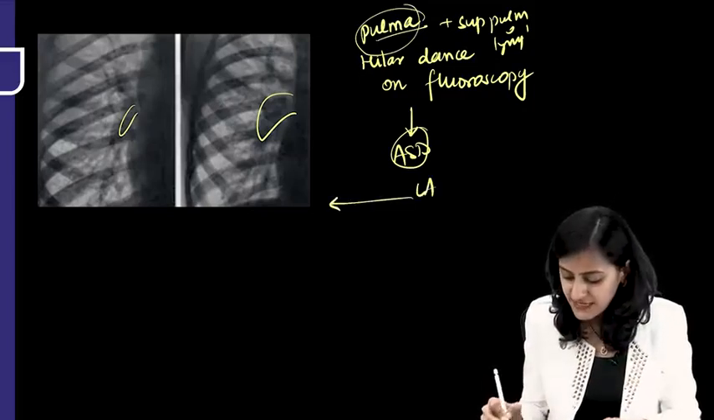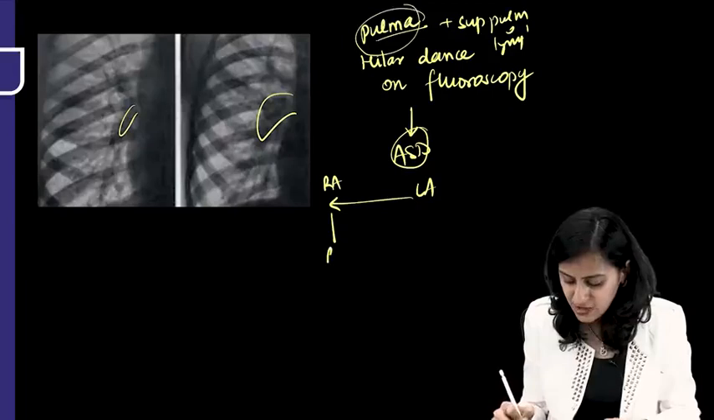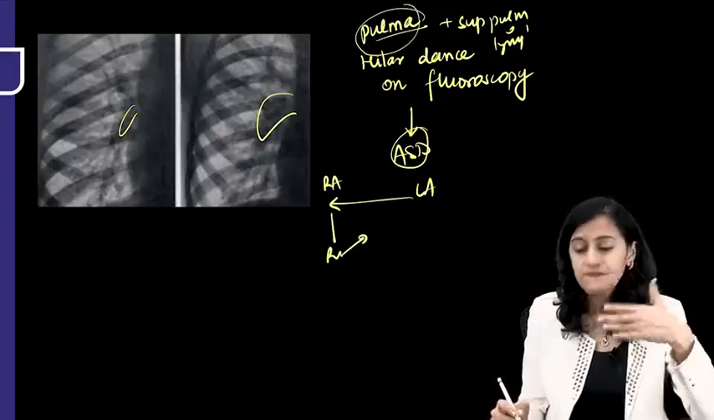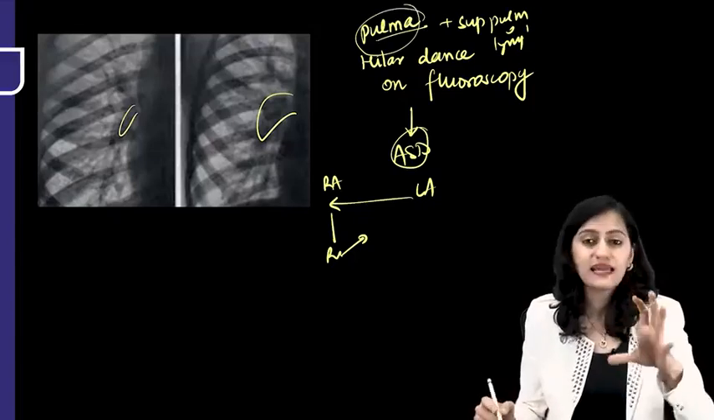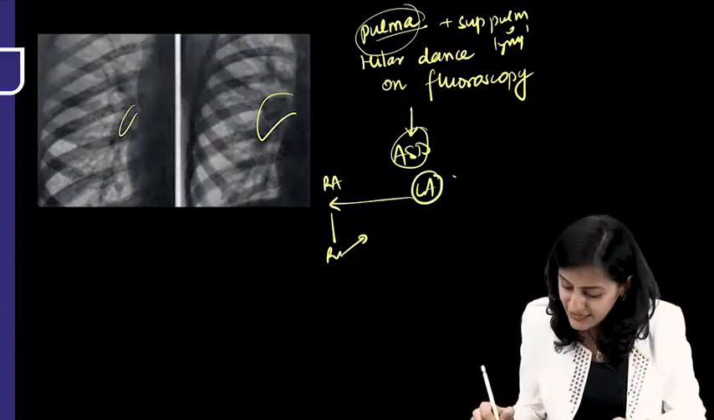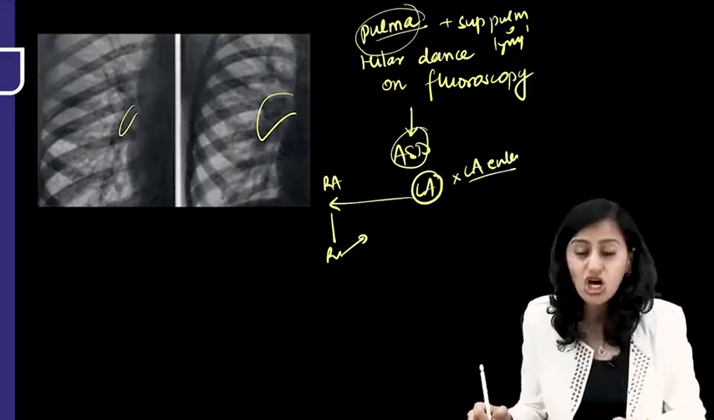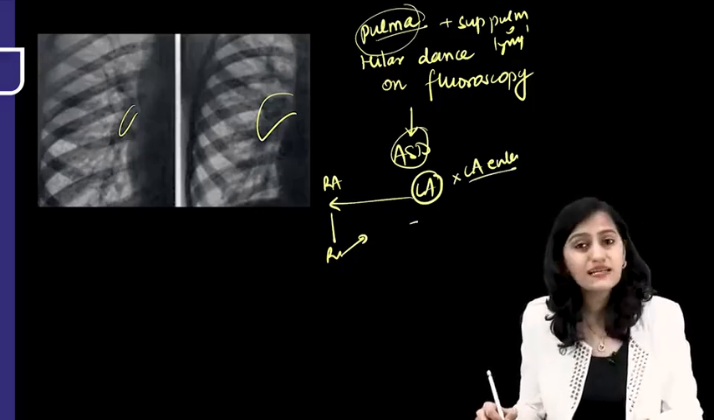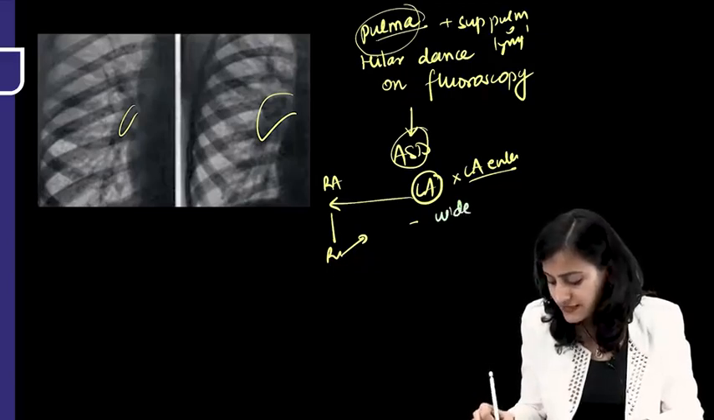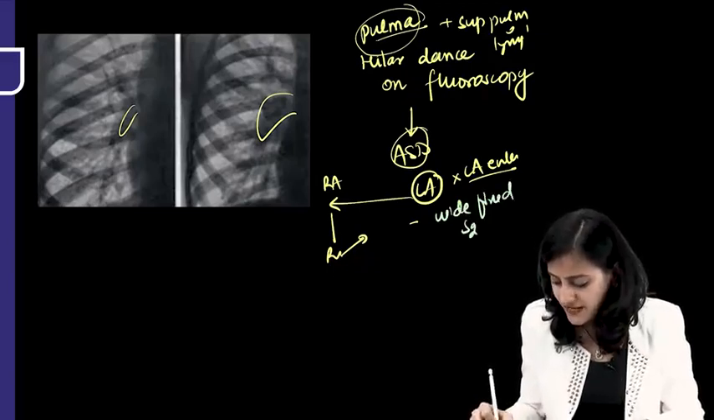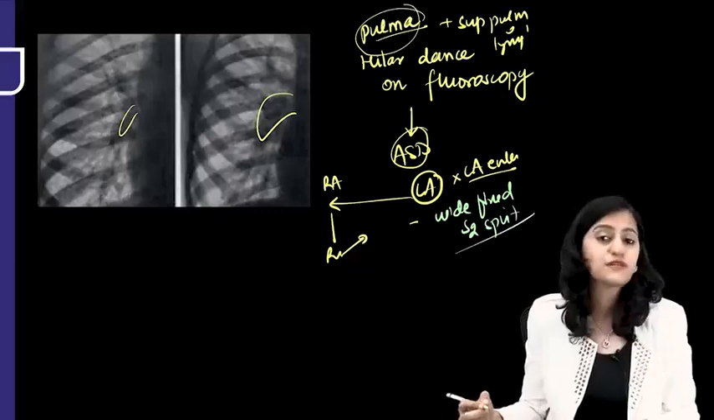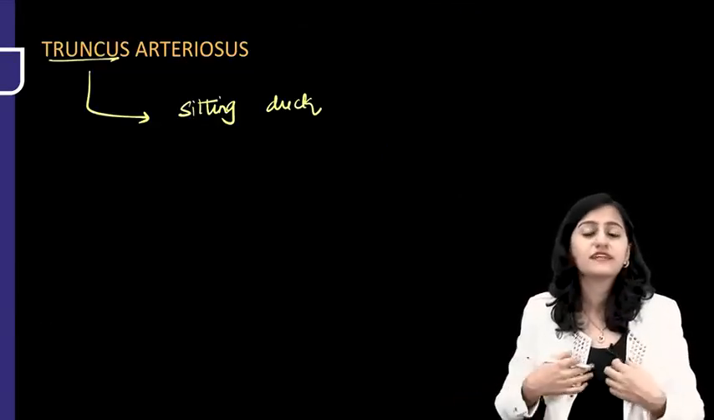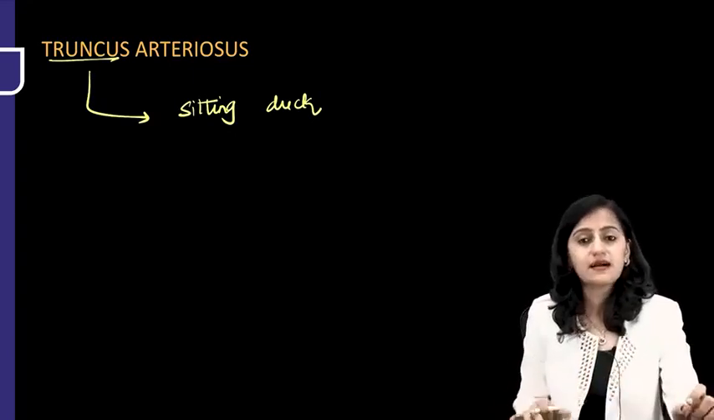So what happens in ASD? From the left atrium to the right atrium, right ventricle, pulmonary artery, there is pulmonary plethora and it causes the hilar dance. So remember that in ASD, the left atrium is not enlarged. In ASD, the left atrium is not enlarged. Important clinical clue, there is wide fixed split of S2. Wide fixed S2 split is suggestive of ASD. Now, truncus arteriosus, we have already seen is the sitting duck appearance.